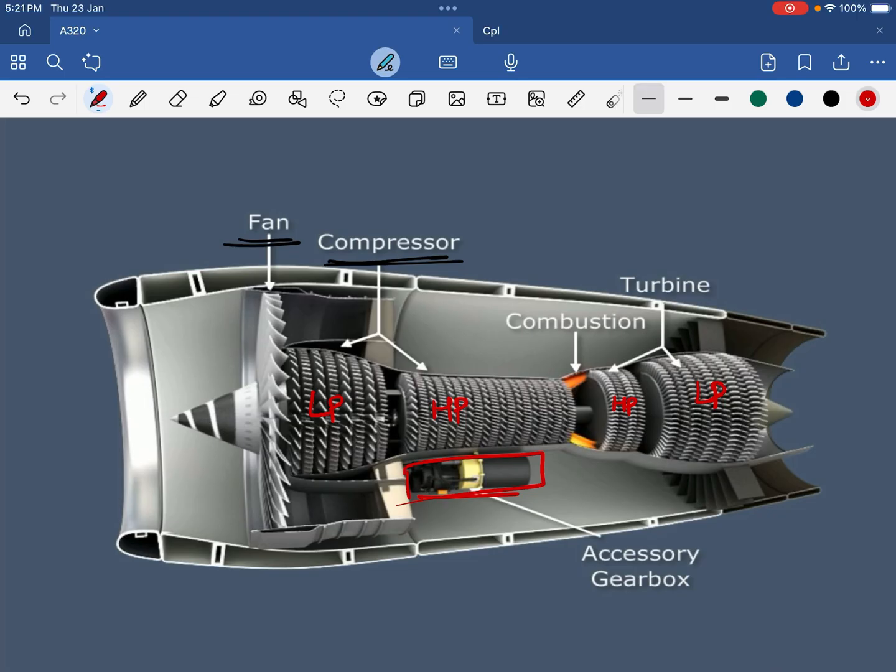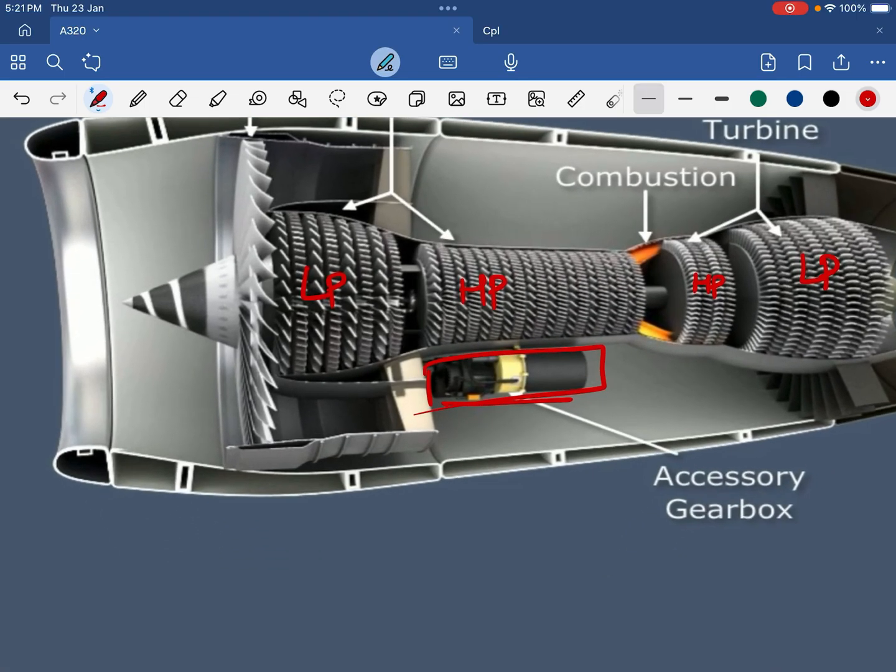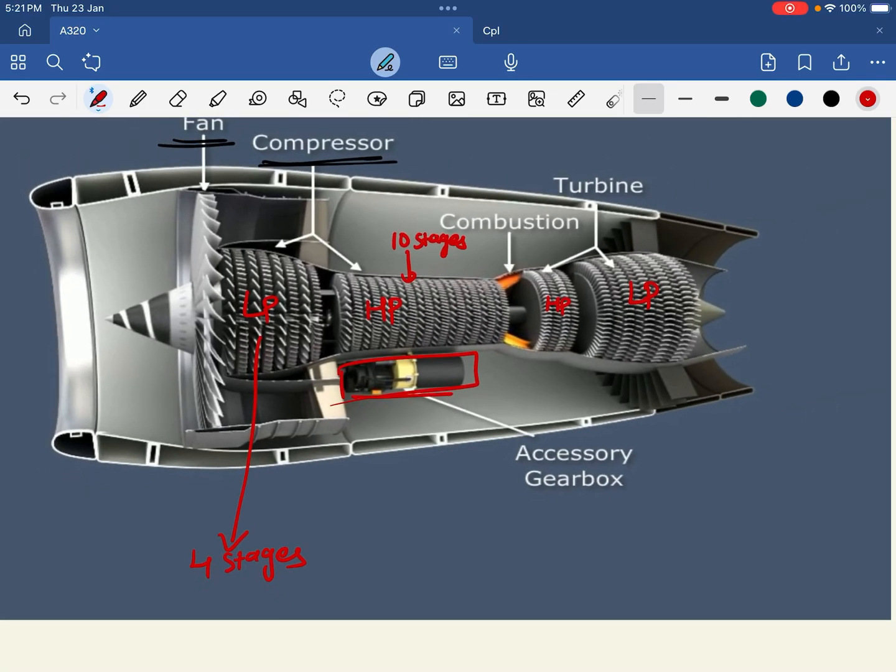The low pressure compressor has 4 stages. The high pressure compressor has 10 stages. The high pressure turbine has 2 stages, and the low pressure turbine has 5 stages. So this is something which you should remember.